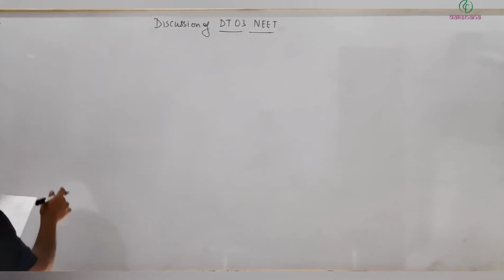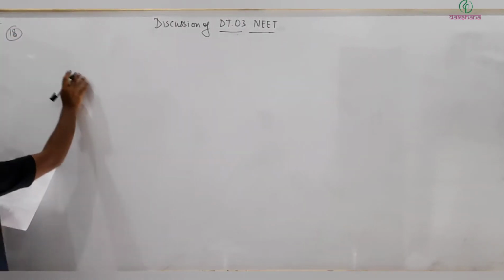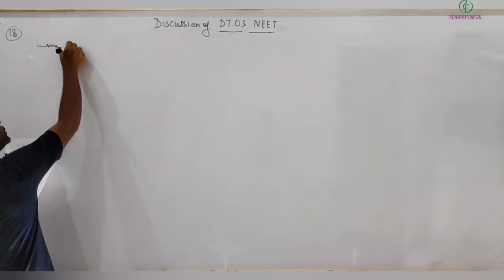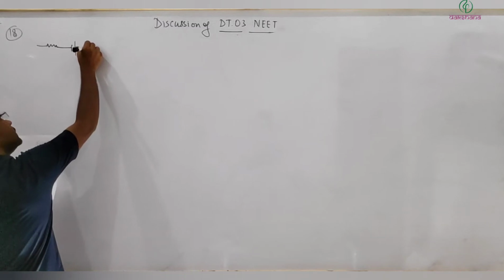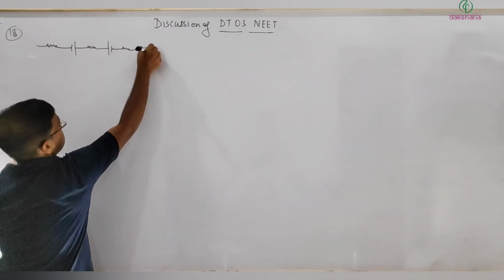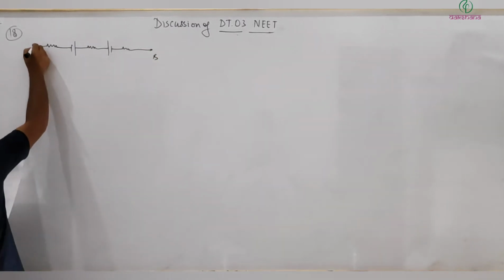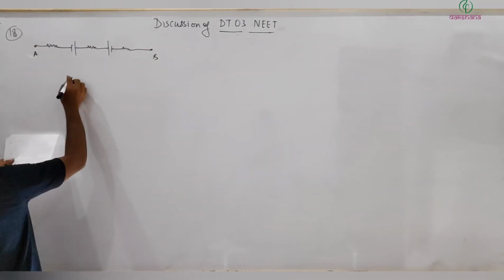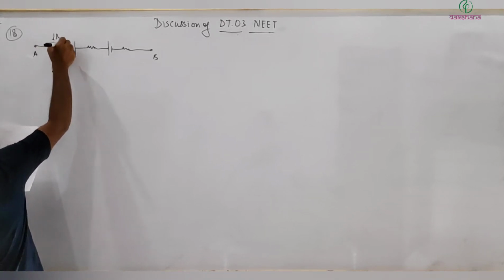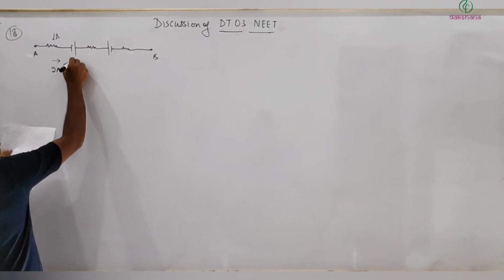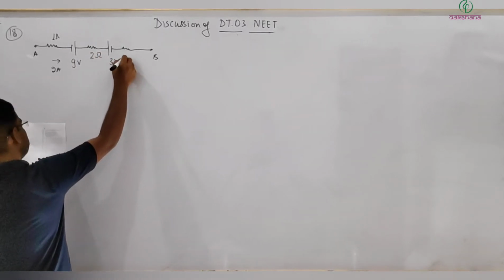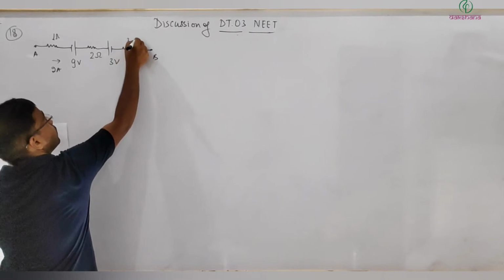Okay, so next question number 18, and it's asking the potential difference between point A and B, and this is the system given to you. There is a battery, and this is point B, and this is A, and current here flowing is 2 ampere. Resistance is mentioned 1 ohm. This battery is 9 volt, this is 2 ohm, this is 3 volt, and this is 3 ohm.